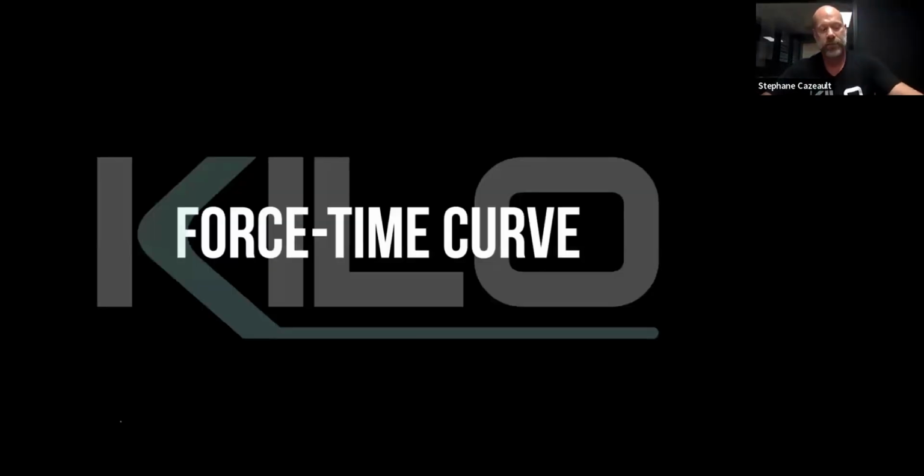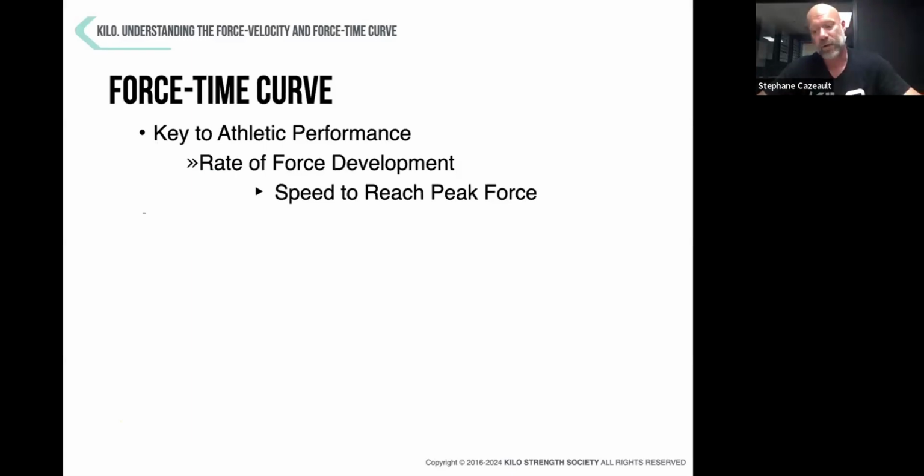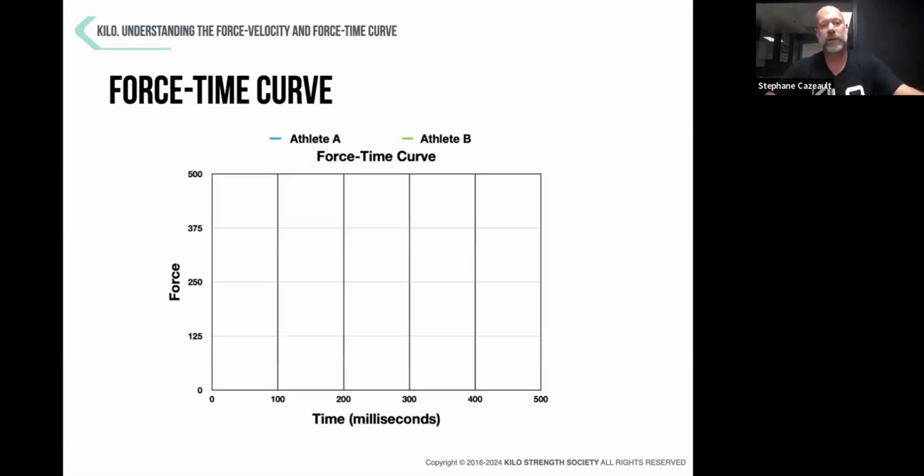Now, the force time curve. This is an interesting one because it really showcases the rate of force development. In team sports, rate of force development is probably your money maker in terms of the impact it's going to have on performance. The more you're able to improve your RFD, the better the outcome will be in terms of expression of power. So we have the force time curve, where force is the y-axis and time in milliseconds is the x-axis. In our example, we're going to have an athlete A and an athlete B.